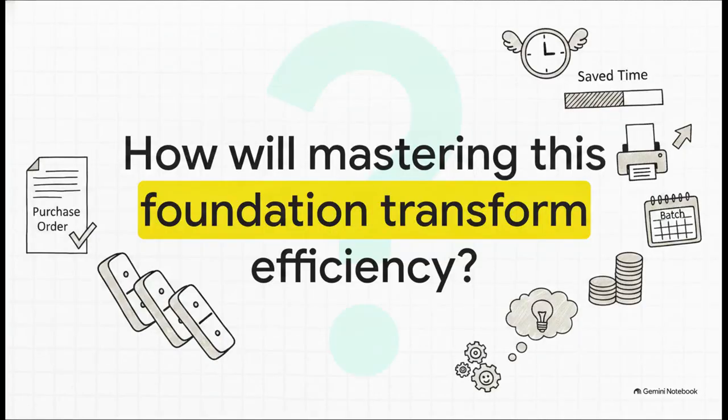Take a look at what we just accomplished. By focusing so deeply on creating that purchase order perfectly at the very beginning, the printing, the receiving, and the batch posting practically took care of themselves. Knowing how this first domino sets everything in motion, how will mastering this foundation transform your daily JD Edwards efficiency? Just think about the sheer amount of time you'll save and the downstream errors you'll completely prevent.